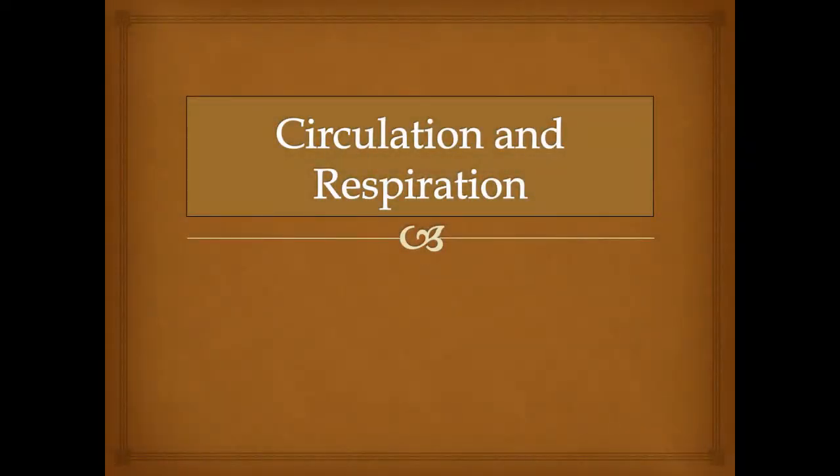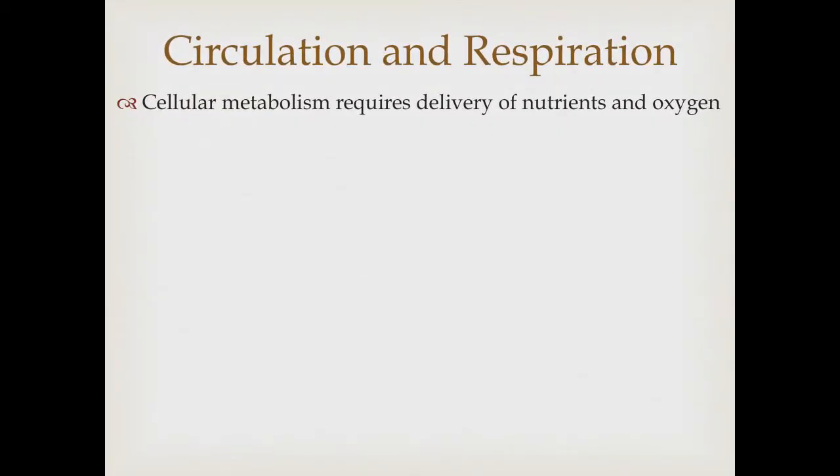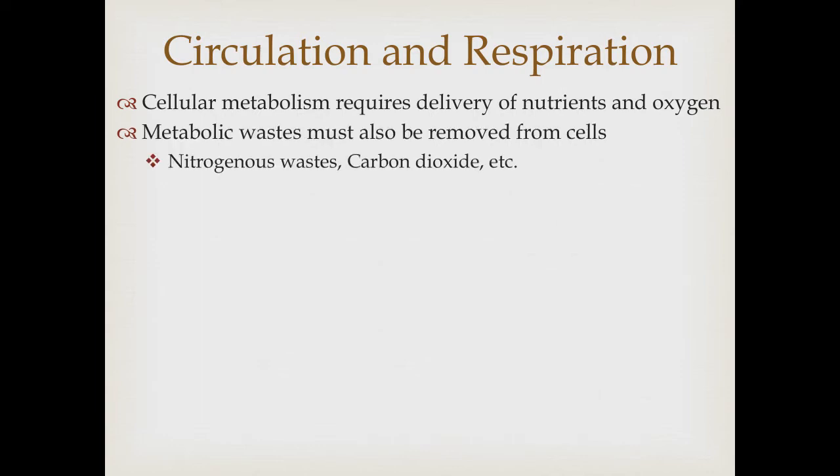In this lecture, we're going to talk about circulation and respiration in animals. Now, in a multicellular organism, cellular metabolism requires regular delivery of nutrients and oxygen to the cells so that they can complete cellular metabolism. And then once that's done, metabolic waste created by this cellular metabolism has to be removed from the cells. So this includes nitrogenous waste when you're breaking down proteins, and then carbon dioxide from the metabolic activity, and a variety of other waste products can be formed.